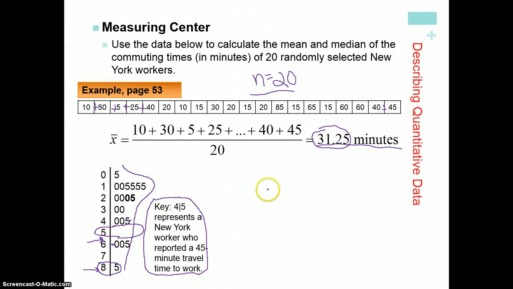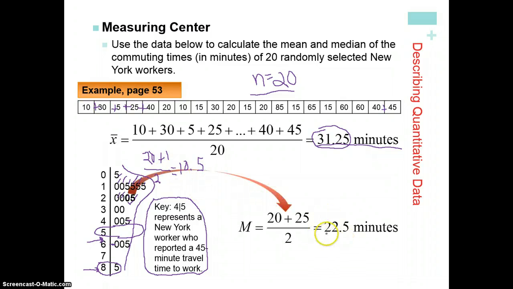So let's find the median. This is a situation where we have an even sample size, so we have 20 plus 1 over 2. We already calculated this. It's going to be the 10.5 position, so we're looking for the 10.5 observation. So 1, 2, 3, 4, 5, 6, 7, 8, 9, 10, and 11. We're looking for the average between the 10th and 11th observation. That was 20 plus 25 divided by 2, and that comes out to be 22.5 minutes.